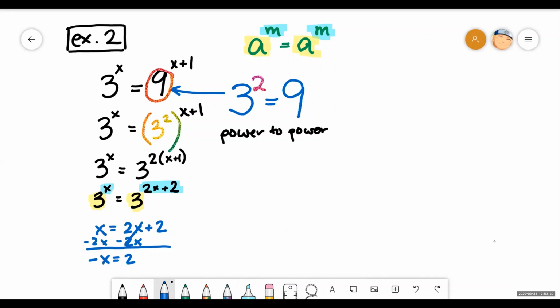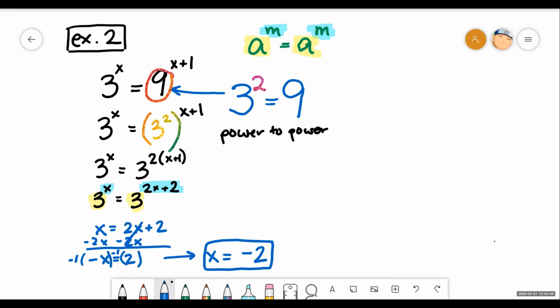Okay, let's multiply both sides by a -1. And I've got x equals -2. And I'm done. I solved for x. Now, of course, we had this extra step where we had to make 9 into 3 squared. But all it was, was our attempt to make, again, the base values equal to each other. We needed 3's. And since we got 3's, we were able to set their exponents equal to each other and solve for x.